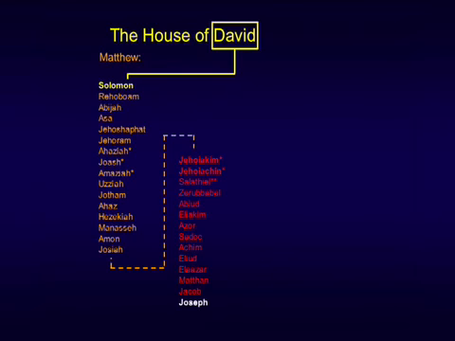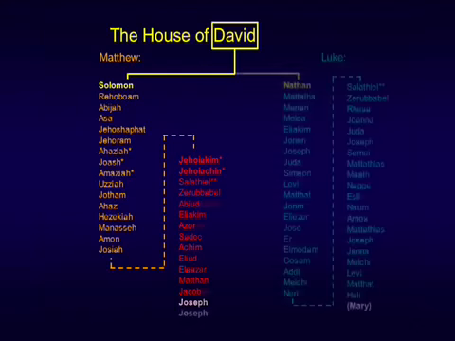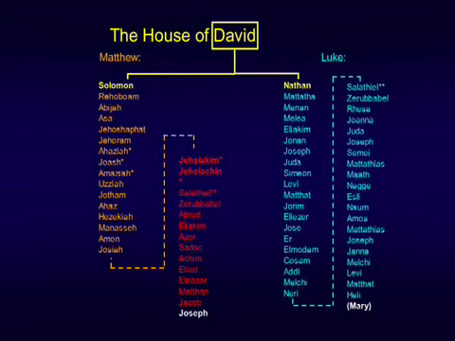Luke, being a doctor and being interested in his humanity, takes a different path. He started from Adam. When you get up to David, they're consistent, but when Luke gets to David, he takes a left turn. He goes through the second surviving son of Bathsheba, Nathan, and comes down to Mary.